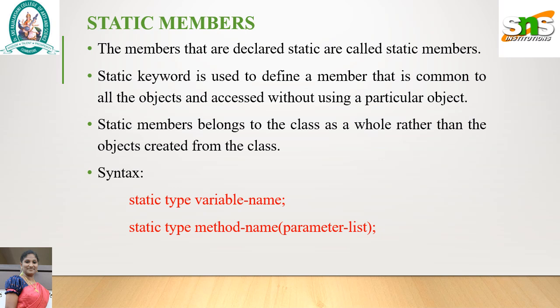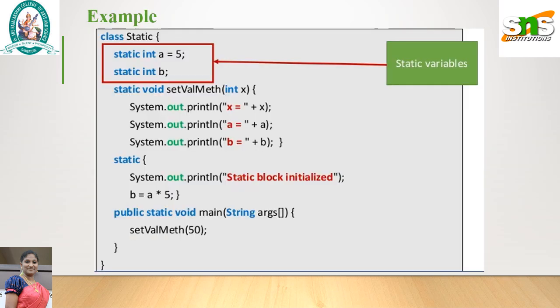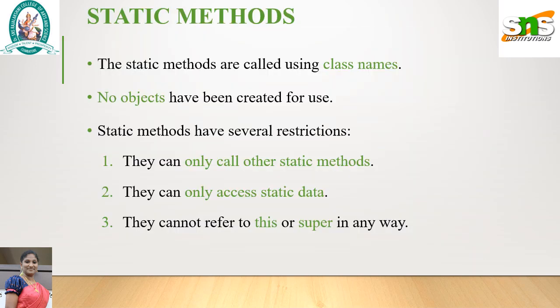This is an example to define a variable and method with the static keyword: the data type, variable name; static keyword, return type, method name followed by the parameter list. This is an example: static int a = 5 and static int b. The values of a and b will not be changed throughout the execution of the program. Static methods: methods declared using the keyword static are called static methods.